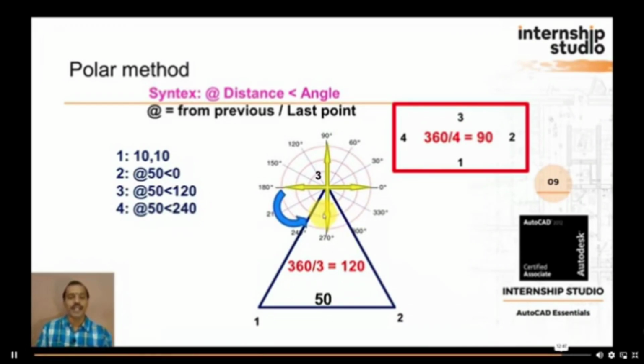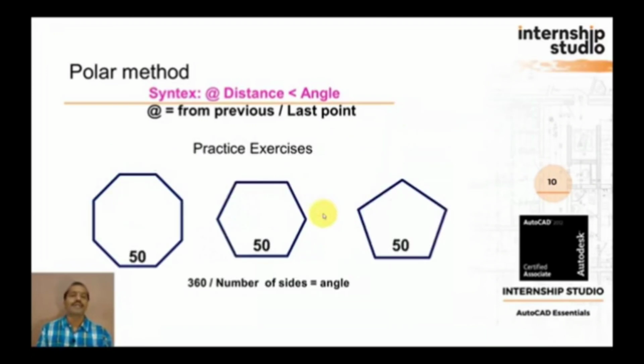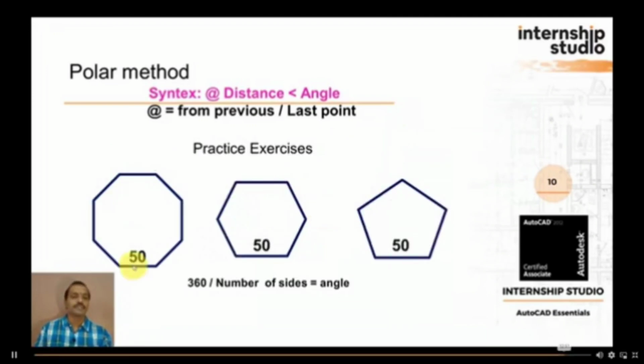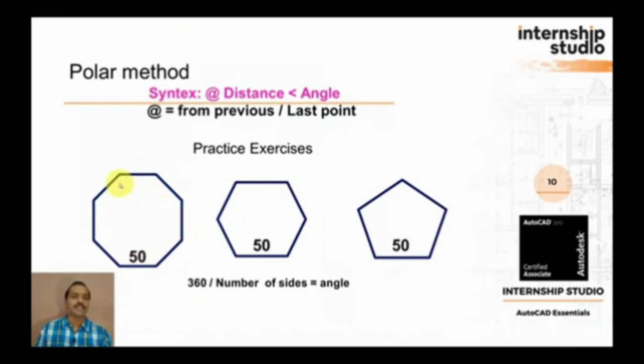Based on this, now I'm going to give you some exercise. Here, you see the first object: 1, 2, 3, 4, 5, 6, 7, 8. 8 sides are there. That means octagon. Okay, equilateral octagon, so all sides are 50 mm. So how to find out the angles? You know that. So using the polar method, you are going to draw this octagon, this hexagon, this pentagon. Okay, this is your exercise. You are going to try this using the polar method only.